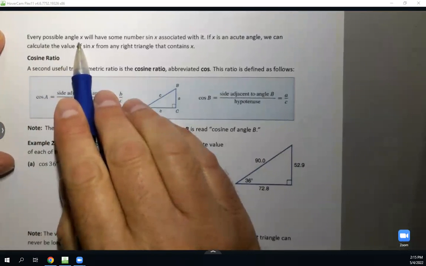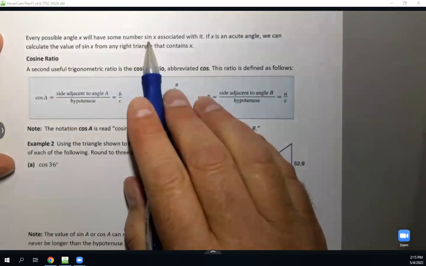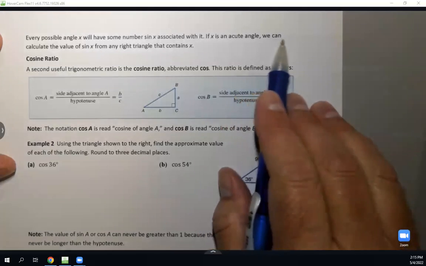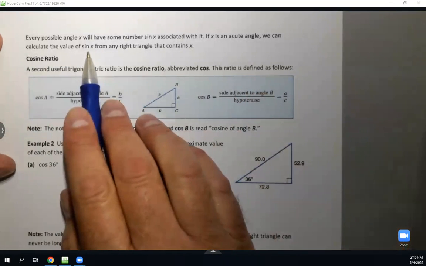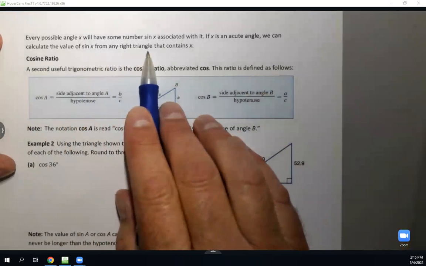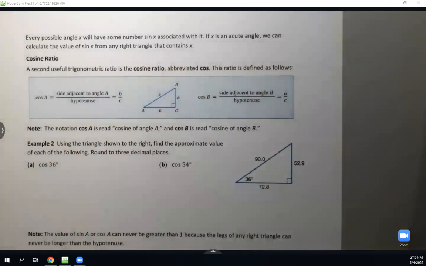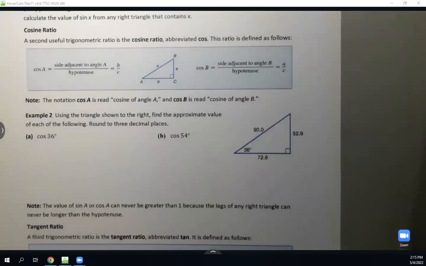Every possible angle X will have some number that we'll call the sine of X associated with it. If X is an acute angle, we can calculate the value of sine of X from any right triangle that contains X. So again, from any right triangle that has an X angle in it, we could use that to calculate the sine of X. Okay, make sense?